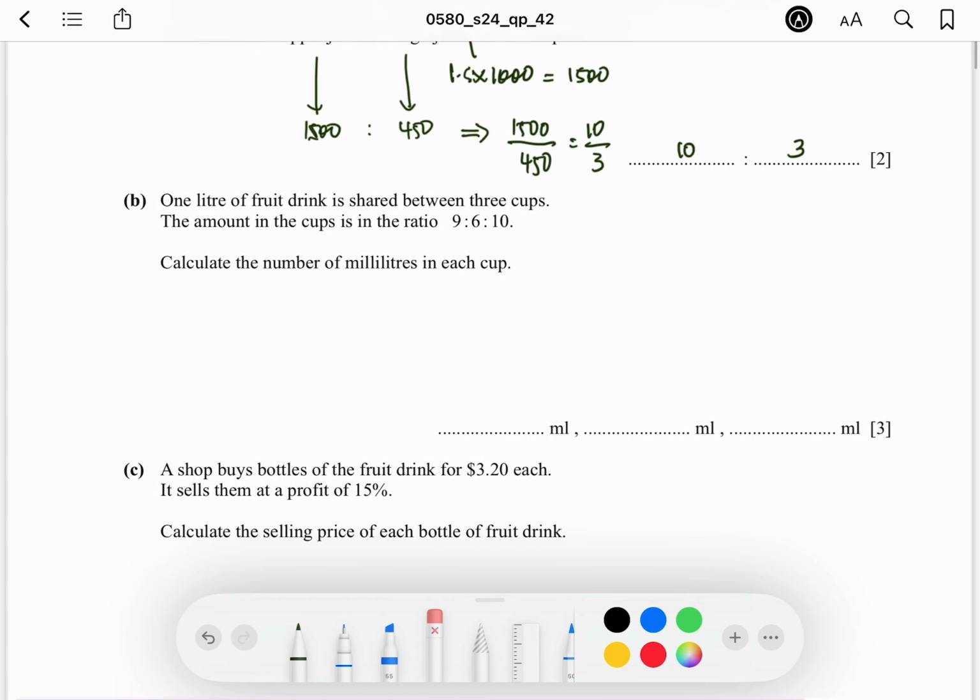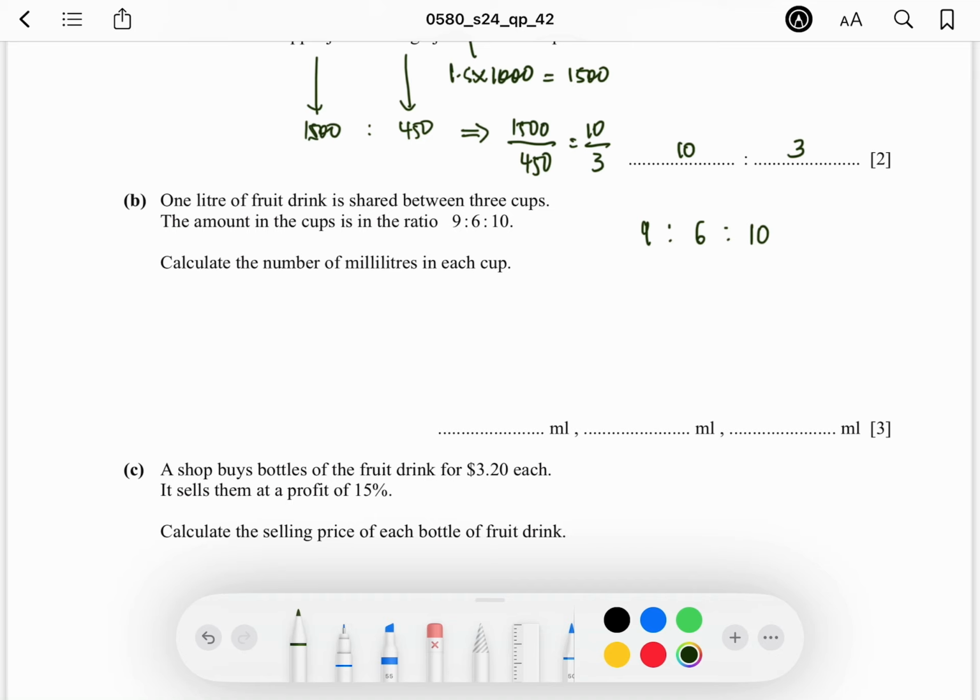Okay, next one. 1 liter of fruit drink is shared between 3 cups. The amount in the cups is in the ratio 9, 6, 10. Calculate the number of milliliters in each cup. So you have 9, 6, 10. What do we need to do? Amir, what will be your step?